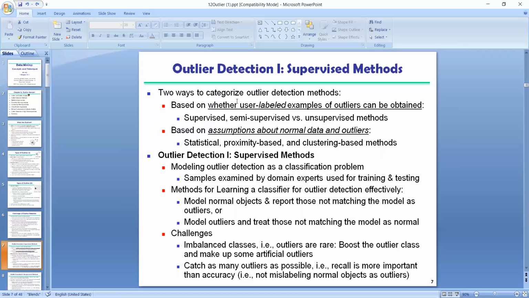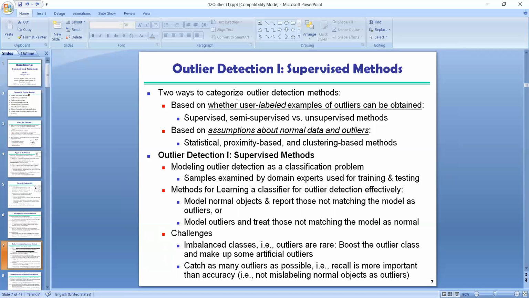We'll see the first one, supervised methods of outlier detection. In supervised methods, we model data normality and abnormality. Domain experts examine and label a sample of the underlying data. They check which are outliers and which are normal data, and label them. If these characteristics are satisfied, then it comes under normal data, and if these are satisfied, then it is outlier data.